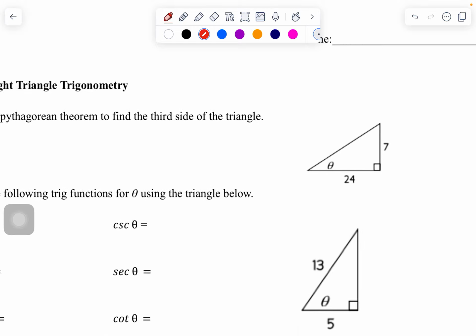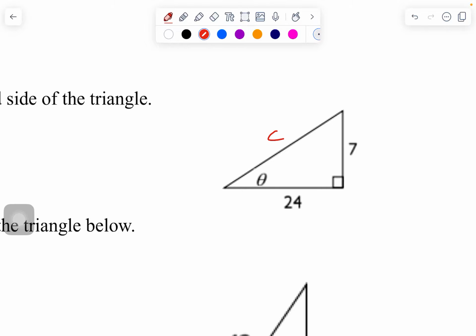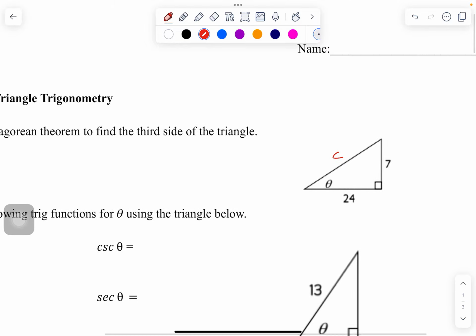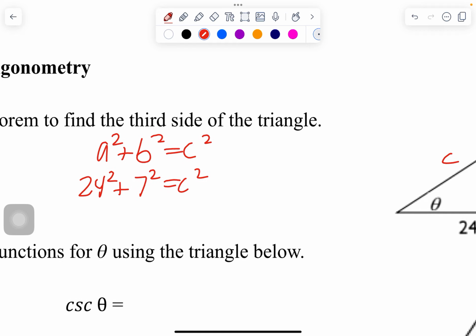All right, this first problem here asks us to use Pythagorean theorem to find the third side of the triangle. In this particular case, we do not know the hypotenuse, which means if we're setting up the Pythagorean theorem, which is a squared plus b squared equals c squared, we know a and we know b, we do not know c. So if we solve this, you could use a calculator, but if you weren't, this would be 576. This would be 49 equals c squared. You end up getting 625 equaling c squared.